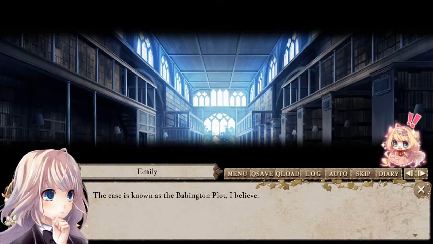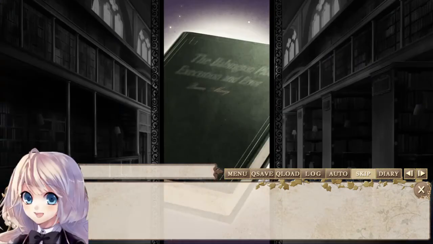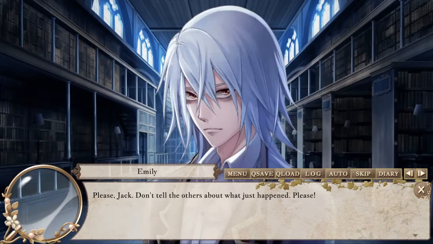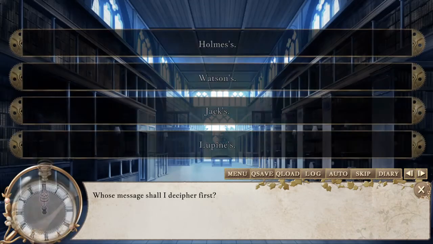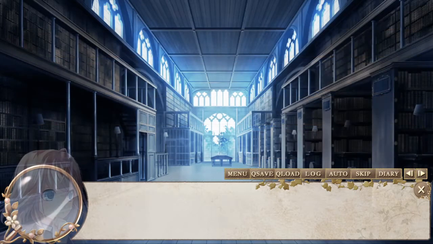Yeah, there we go. Alright, we can skip this bit because it's just a little bit with Jack and Marple. Just don't want to go too far. Hi, Jack. Don't tell anybody. Alright, so we are going to decipher Watson's this time.